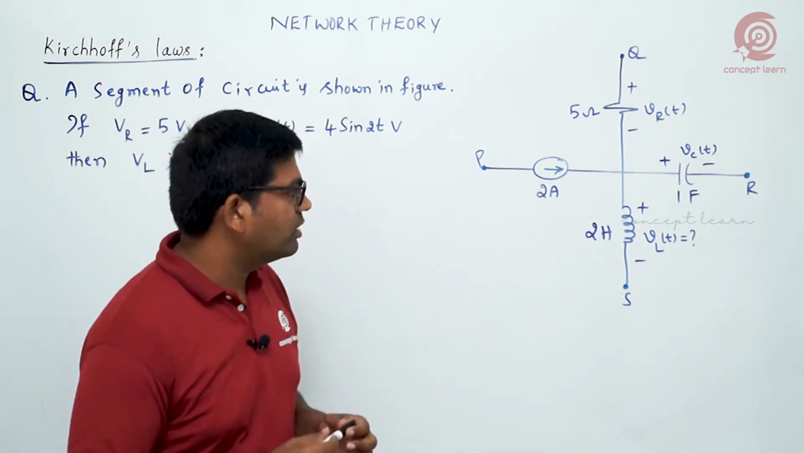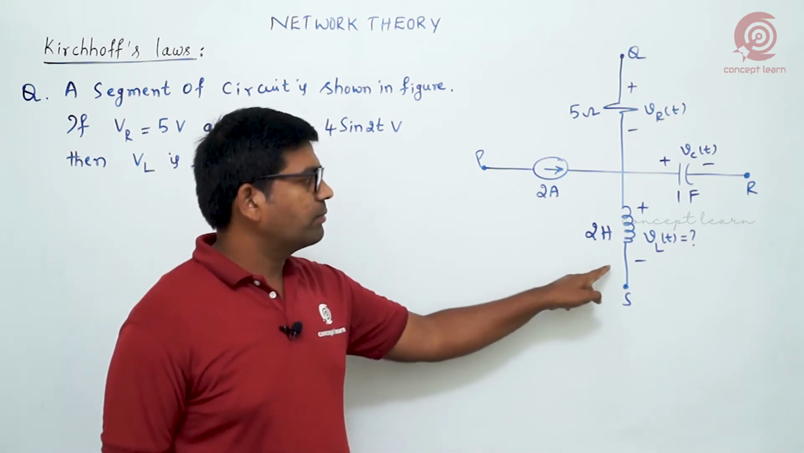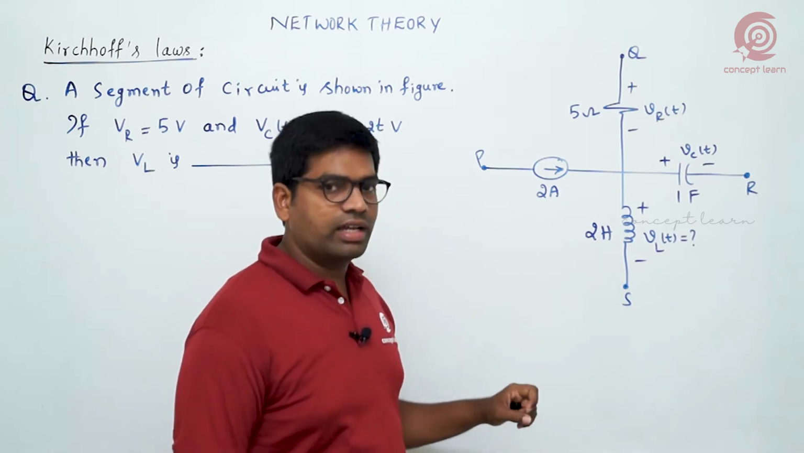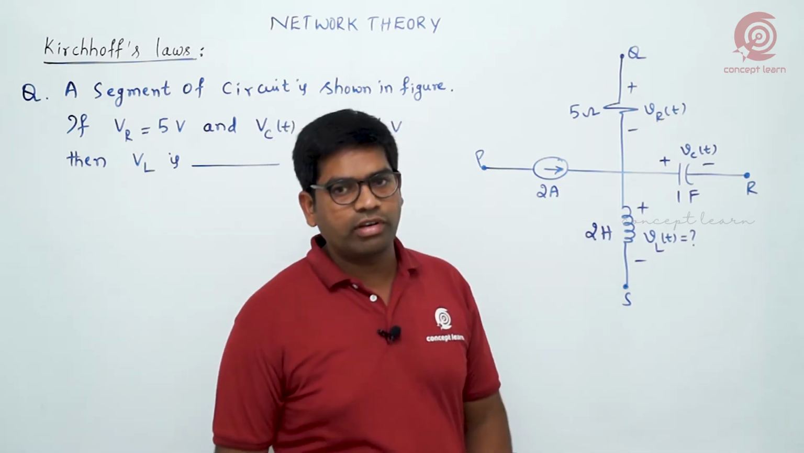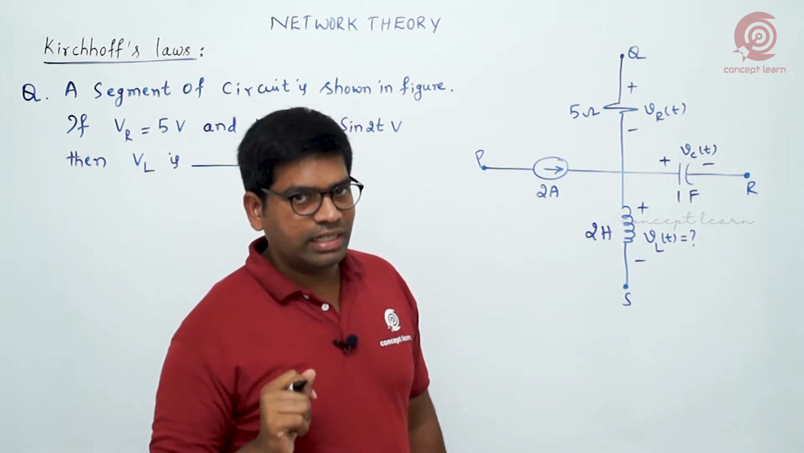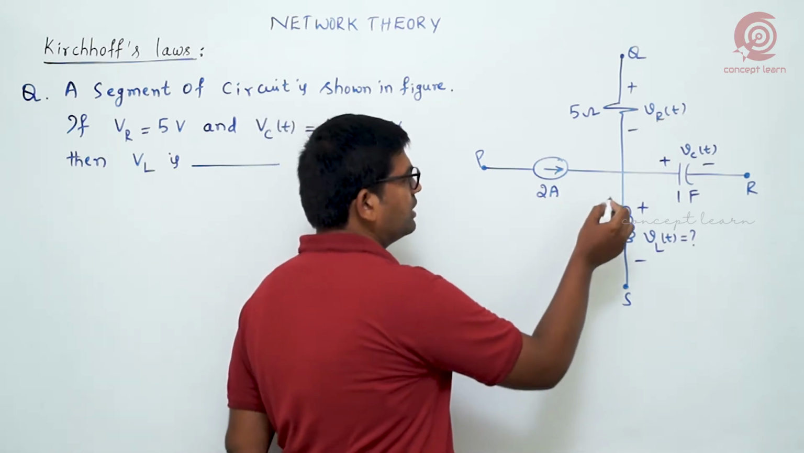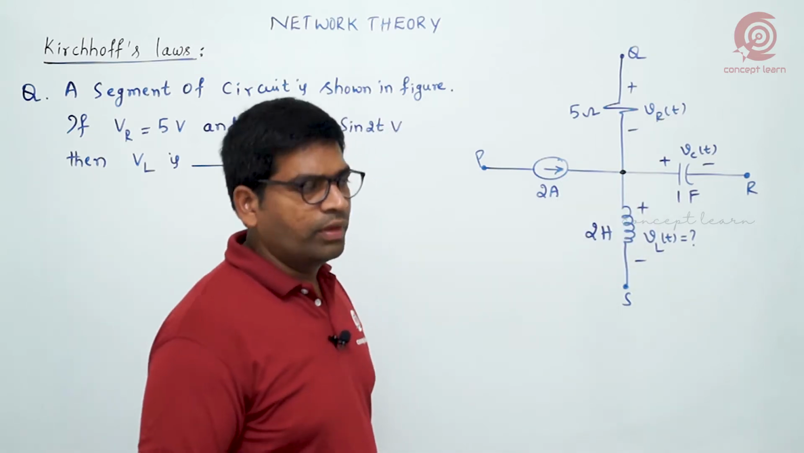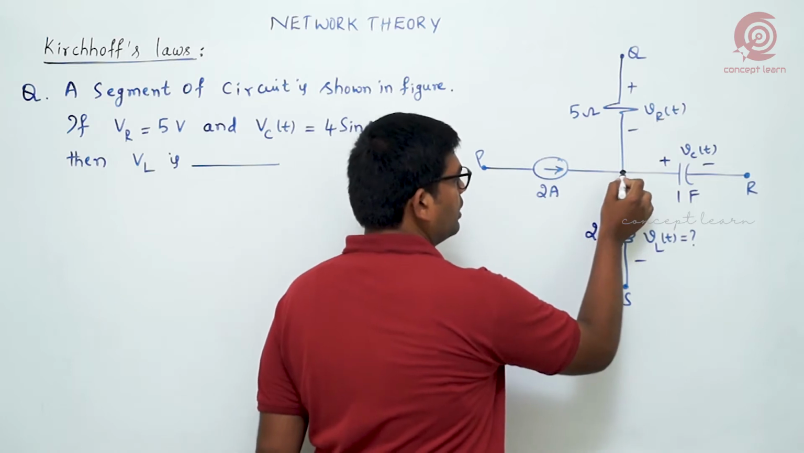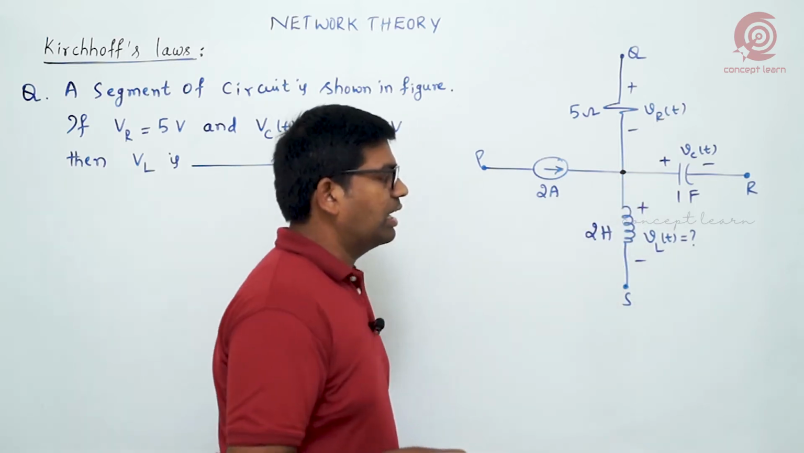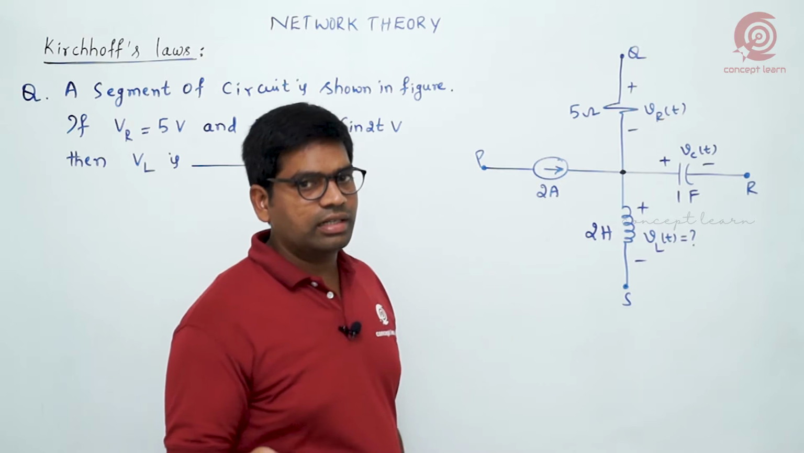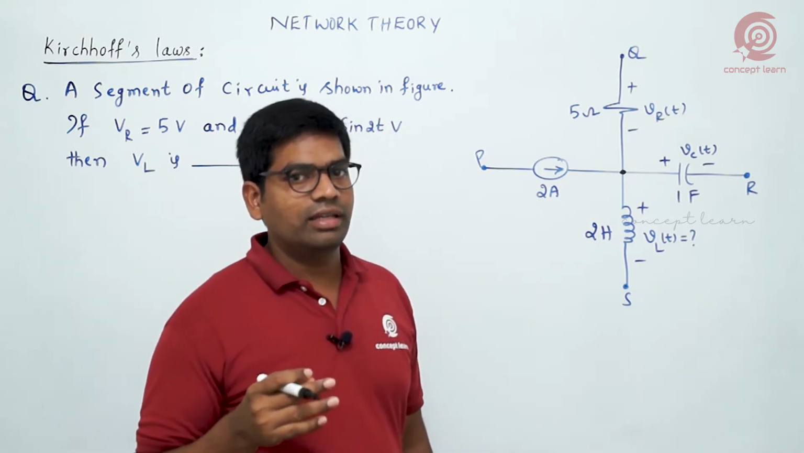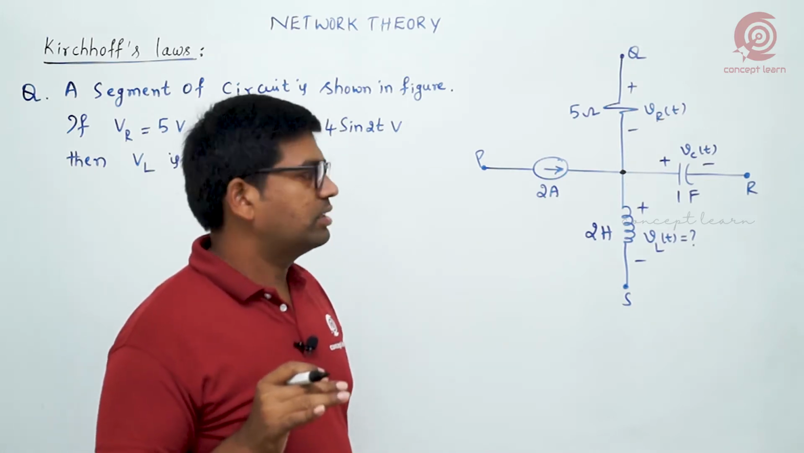So how to find the voltage across the inductor here? The value of the inductance is present. To know the voltage across the inductance, we should know the current through the inductor. To find the current through the inductor, we should write KCL at this node. When we write the KCL, we can find the current through the inductor. If we know the current, we can use the relation, voltage across the inductor is L di by dt. With that we can get the result.